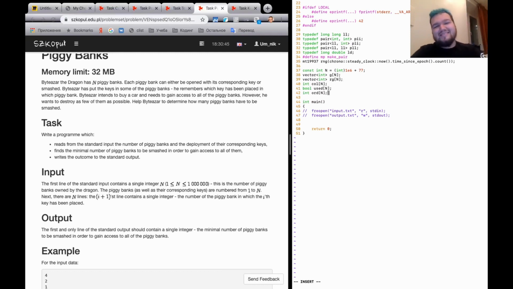Okay, let's write a solution. This way we will get memory limit, obviously. And then we will have to find some better ways. I guess we can. We can use the fact that each vertex has exactly one incoming edge.